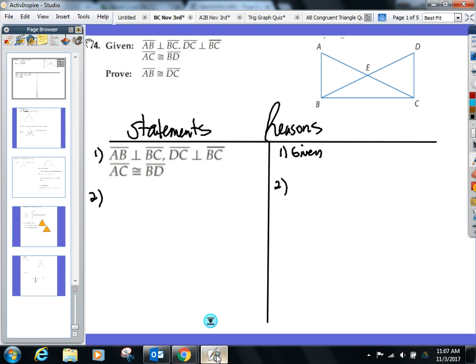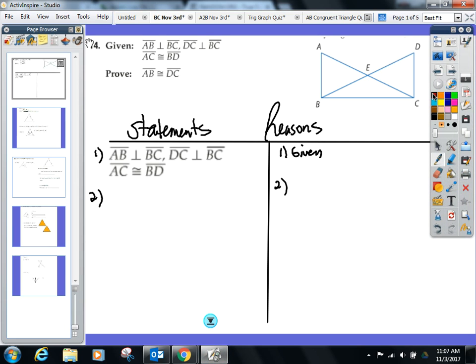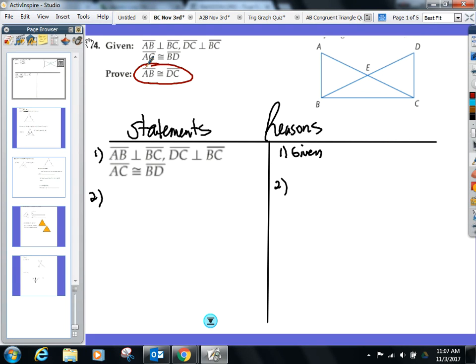First thing I'm going to bring your attention to is the proof statement. Prove AB congruent to DC. Well, I can't prove that congruent unless the triangles are congruent. And everyone agrees we've got multiple triangles in this diagram. I always say, pick the ones that contain the segments you're trying to prove.